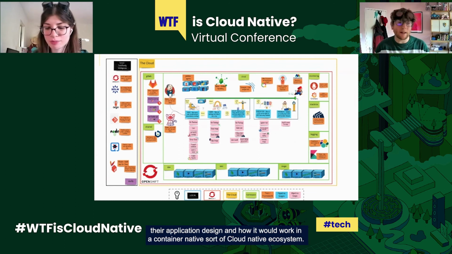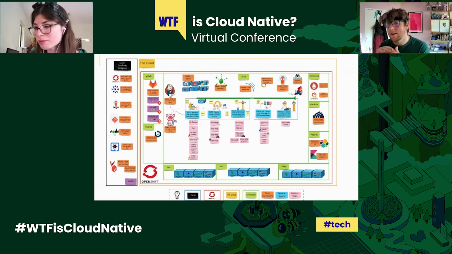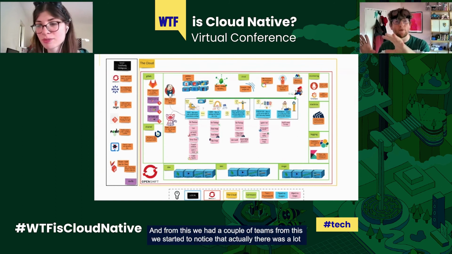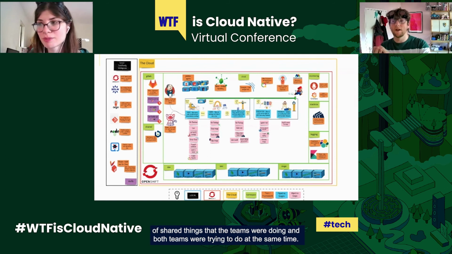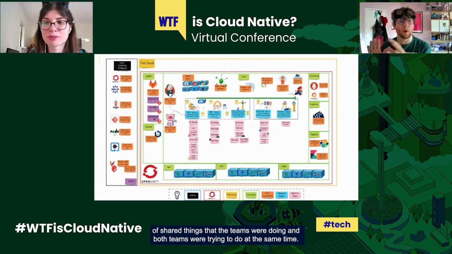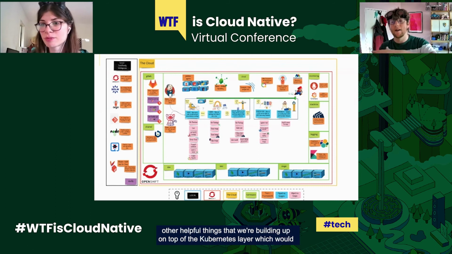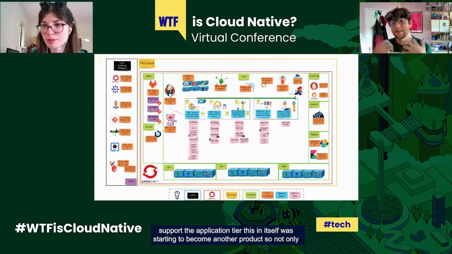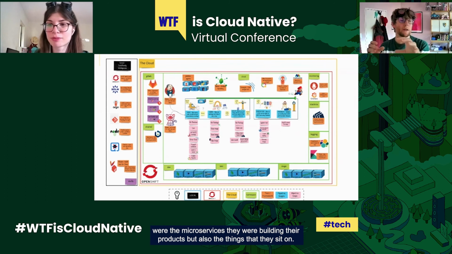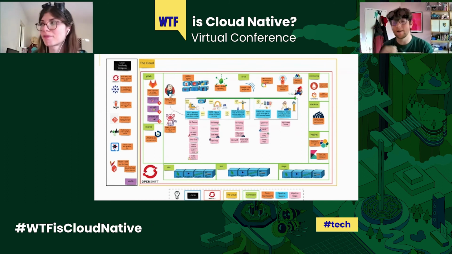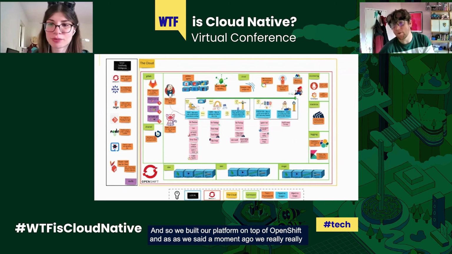So they needed to think about their application design and how it would work in a container native, cloud native ecosystem. From this, we had a couple of teams, and we started to notice that there were a lot of shared things that both teams were trying to do at the same time. So we started to realize that this layer of supporting services and other helpful things that we were building up on top of the Kubernetes layer, which would support the application tier, was starting to become another product. Not only were the microservices they were building their product, but also the things that they sit on. And so we built our platform on top of OpenShift.